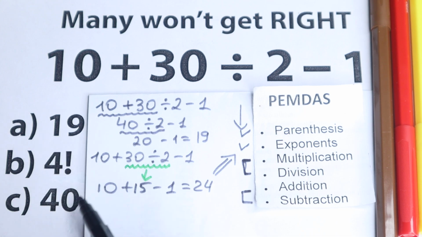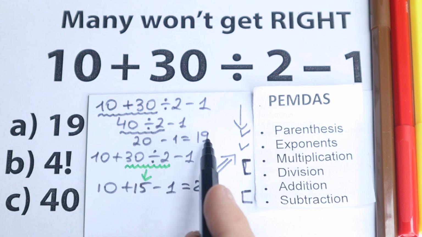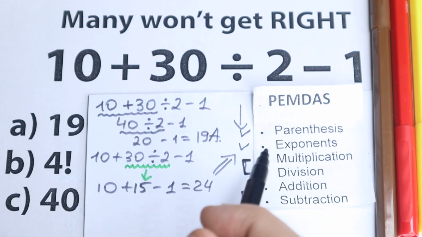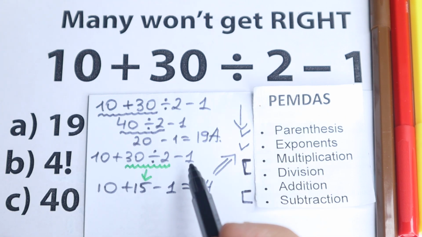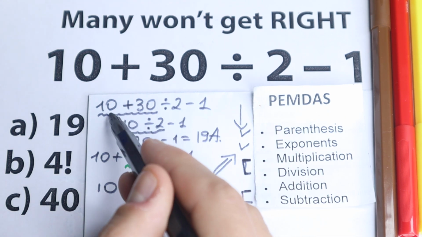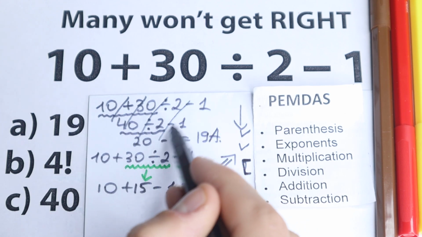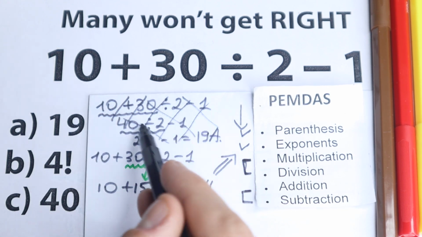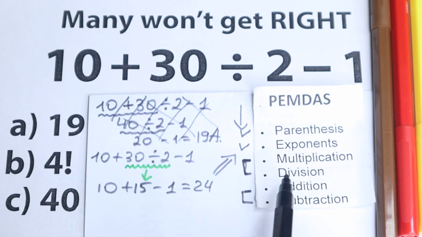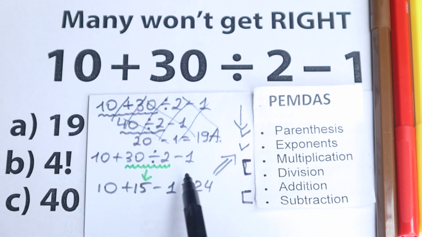We have 19, we have 40, we have 4 factorial. And one part of students go back to the wrong answers. They say, okay, then 19 is the correct answer because we don't have 24, option A. But then I ask them, what about order of operations? Because this is the correct order of operations and this is the correct answer. The other is an absolutely incorrect order of operations, because, as I told before, we cannot start from addition at first. We need to do division first.